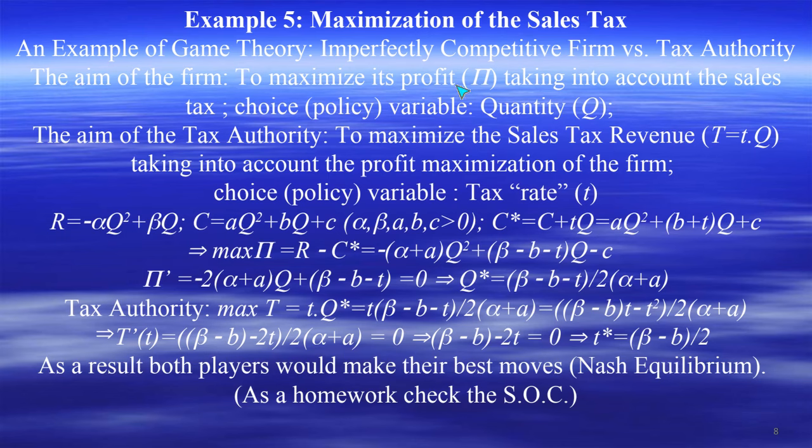The aim of the firm is to maximize its profit P, taking into account the sales tax. The choice or policy variable is quantity, the quantity produced and sold. The aim of the tax authority is to maximize the sales tax revenue, big case T equals small case T times Q, taking into account the profit maximization of the firm. The choice or policy variable of the tax authority, the fiscal authority, is the tax rate.